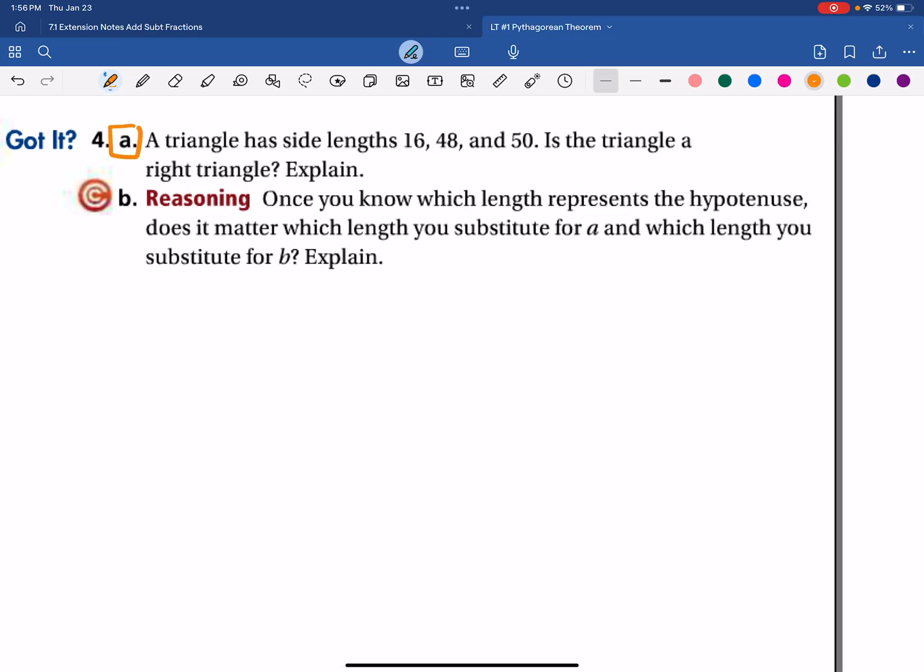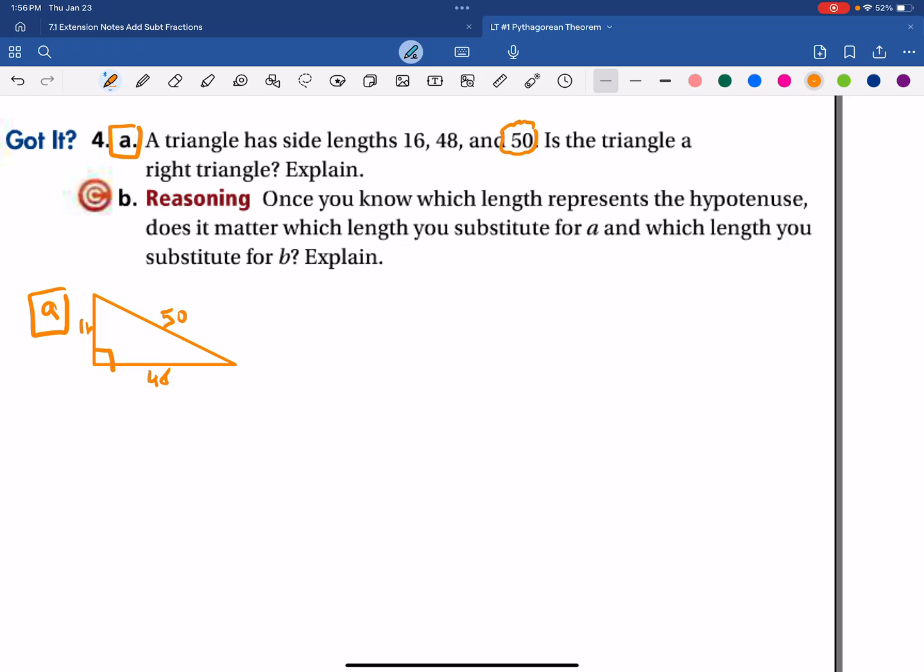Right here, let's look at A. A triangle has side lengths 16, 48, and 50. How do I know which one's the hypotenuse? It's got to be the longest side. So 16, 48, and 50.